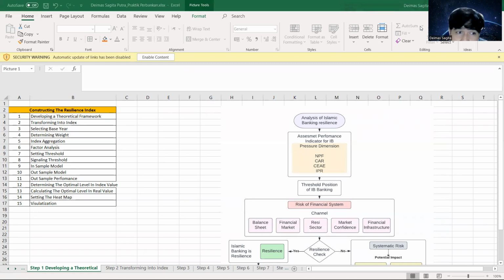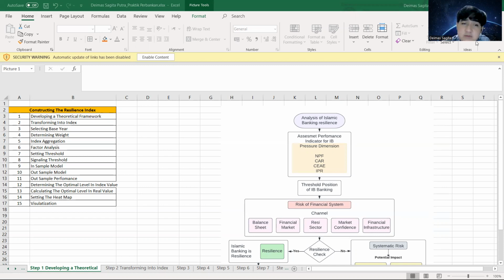Next is spectral analysis, setting threshold, signaling threshold, in-sample model, out-sample model, out-sample performance, determining the optimal level in index value, calculating the optimal level in real value, setting the heat map, and the last is visualizations. But today we will only discuss until step 9, or in-sample model.